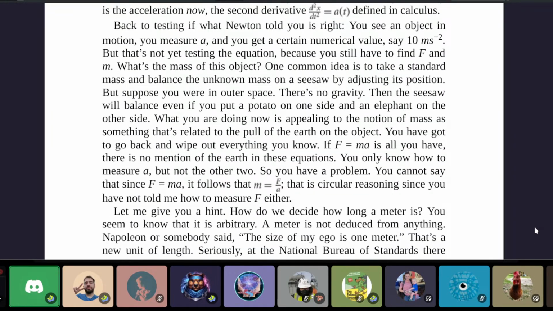Back to testing. If what Newton told you is right, you see an object in motion, you measure a, and you get a certain numerical value, say 10 meters per second squared. But that's not yet testing the equation because you still have to find F and m. What's the mass of this object?